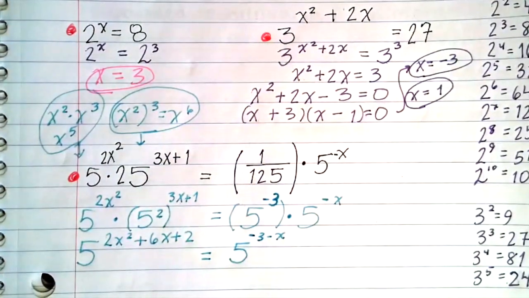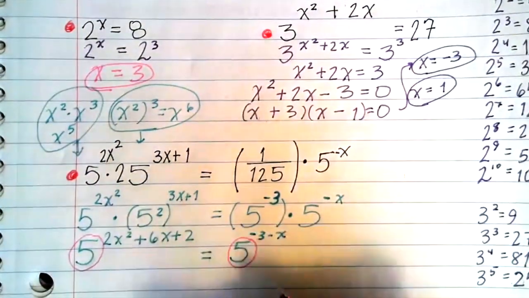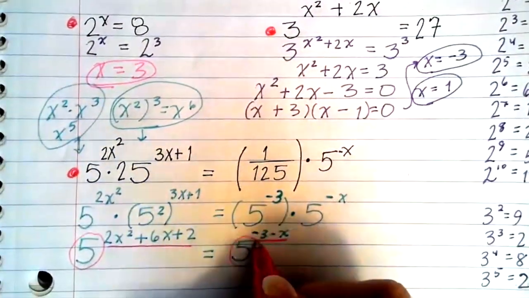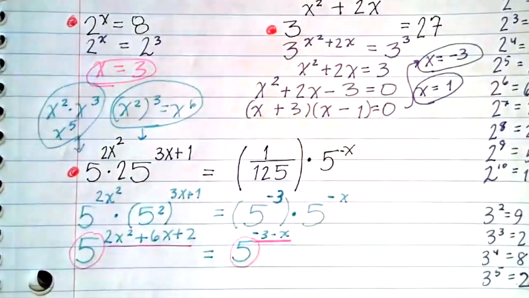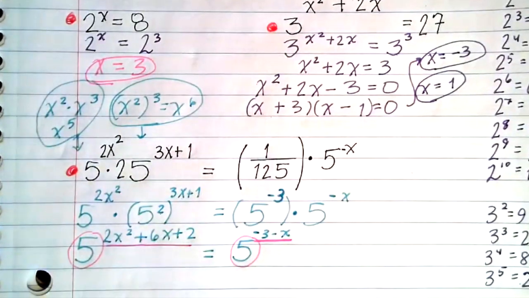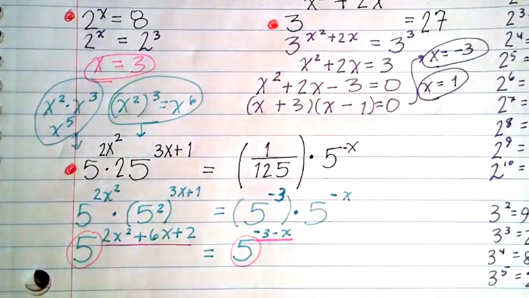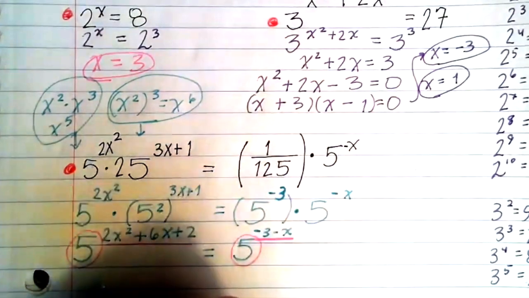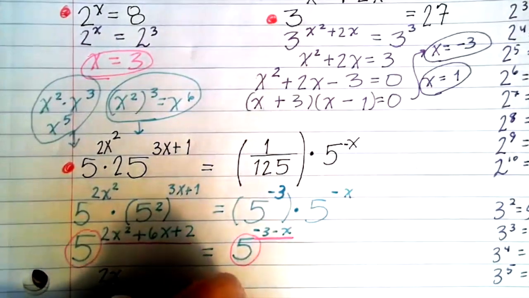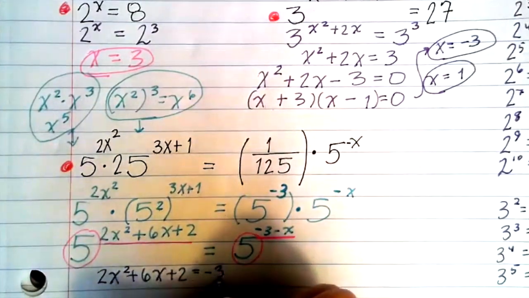Now we find ourselves in that ideal one-to-one property situation. We have a single base raised to a power on both sides of the equal sign. Those bases are equal to each other. I can't reiterate that enough. You only are allowed to have one base to a power on each side, and those bases have to be equivalent in order for you to use the one-to-one property. We could not use it in a previous step when we had all those other 5s to a power. Now we can set 2x squared plus 6x plus 2 equal to negative 3 minus x.